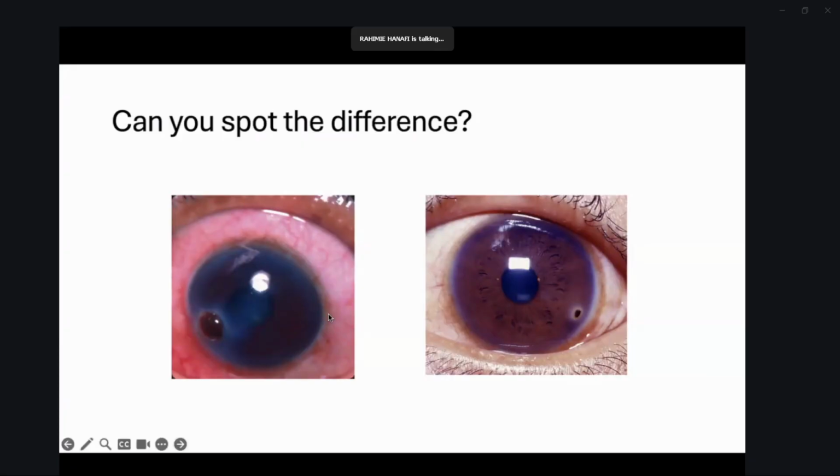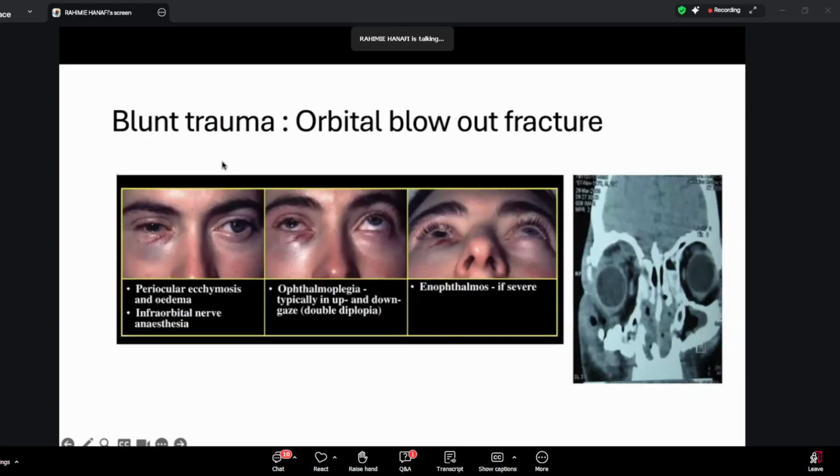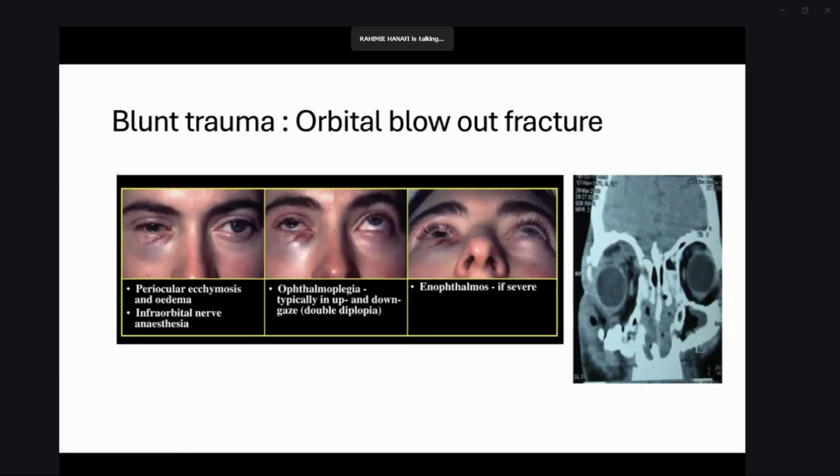Okay, so what I'm trying to show is that don't just simply pull or try to pick up the things, because not all black things on the cornea are a foreign body. Okay, so other things that can happen in blunt trauma is the orbital blowout fracture. This one is usually a big thing that hits the eye. Patient may complain of a few things, for example pain, redness, and then patient can have diplopia sometimes, right? And then blurring of vision.